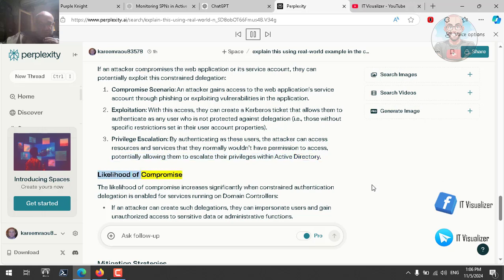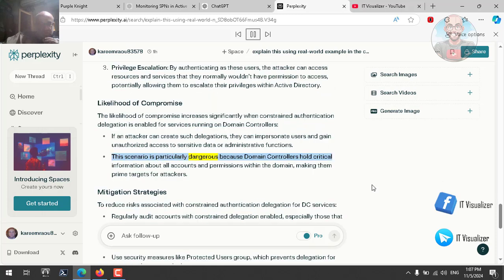Likelihood of compromise. The likelihood of compromise increases significantly when constrained authentication delegation is enabled for services running on domain controllers. If an attacker can create such delegations, they can impersonate users and gain unauthorized access to sensitive data or administrative functions. This scenario is particularly dangerous because domain controllers hold critical information about all accounts and permissions within the domain, making them prime targets for attackers.